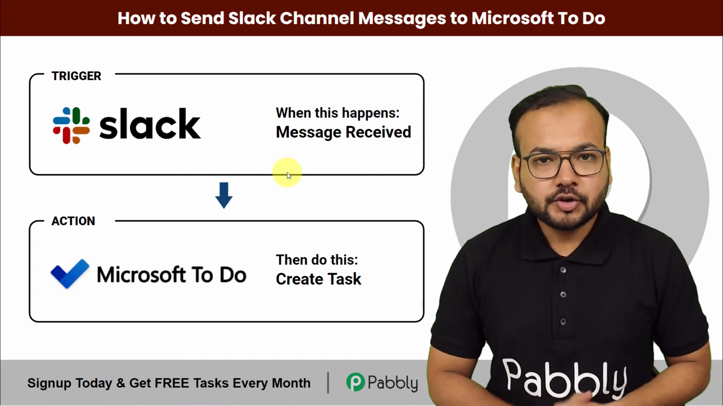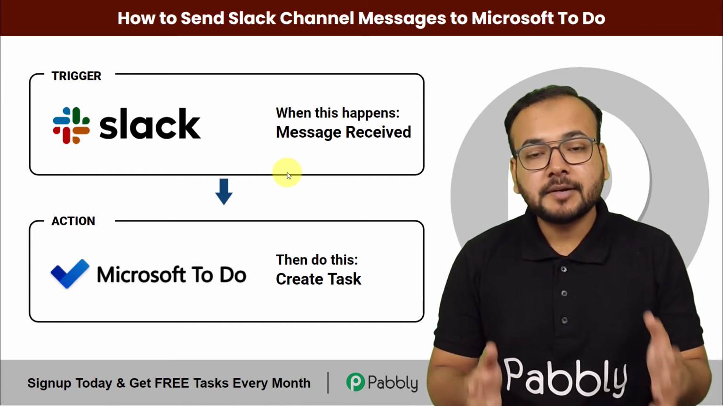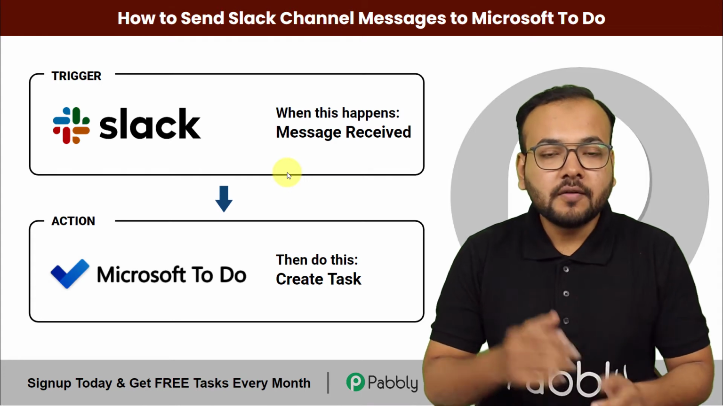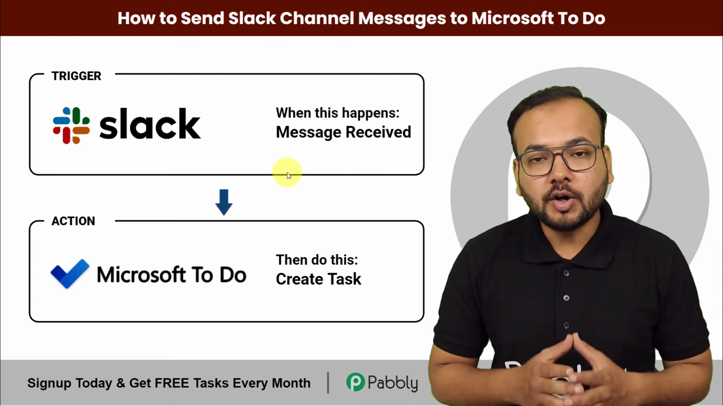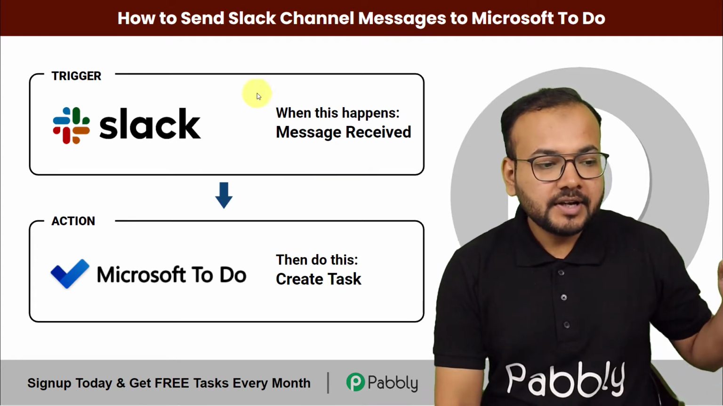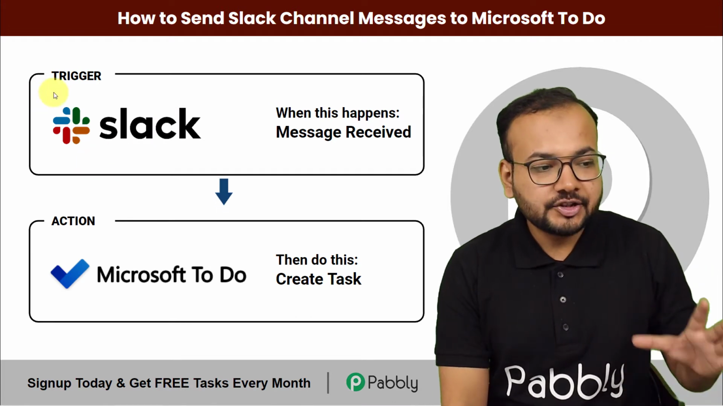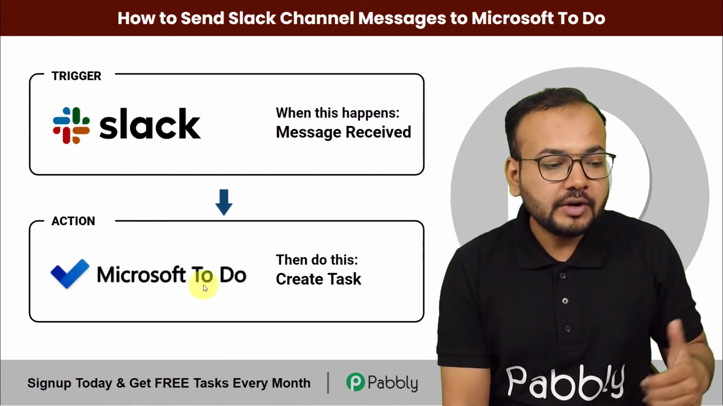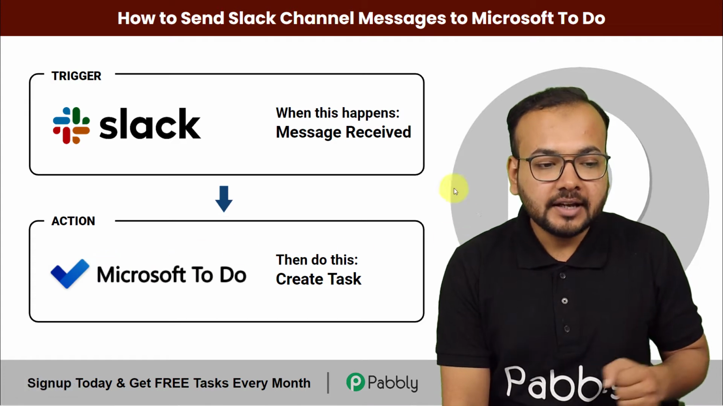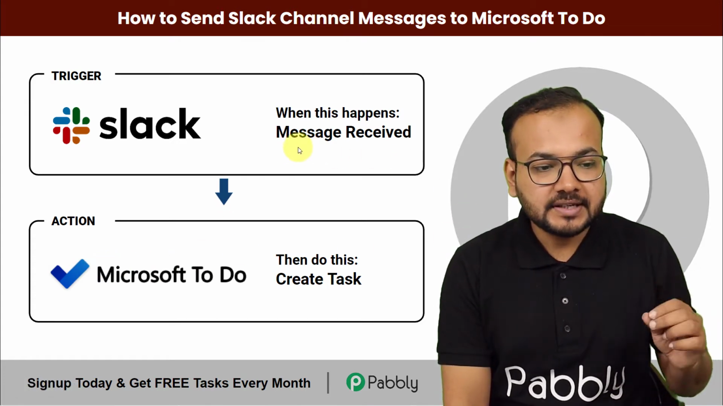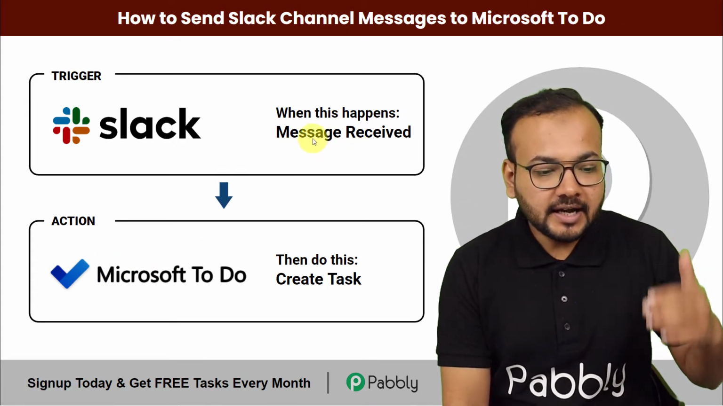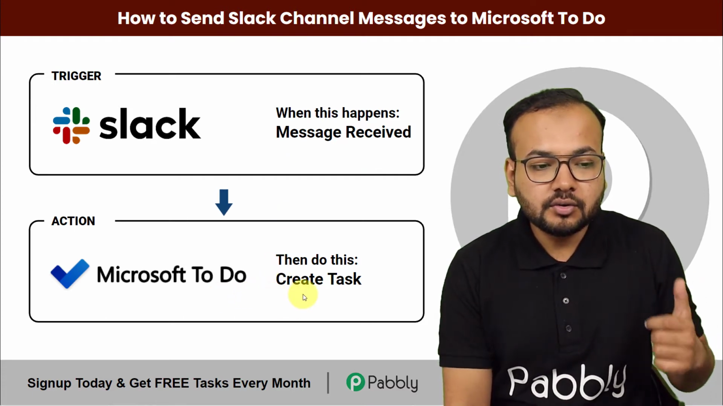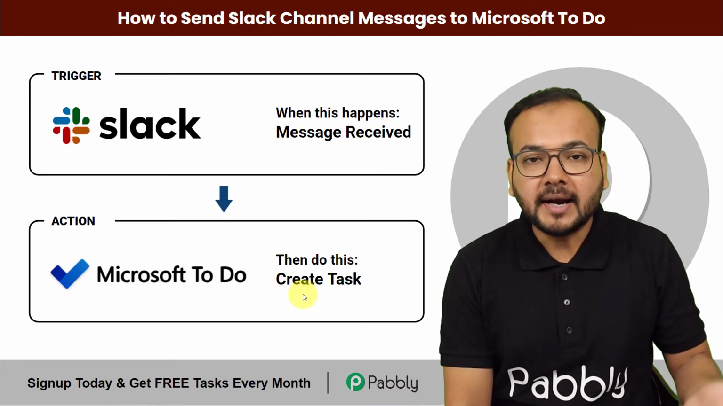Guys, today I'm going to show you how you can create tasks in Microsoft To Do application from your Slack channel messages automatically. So guys, here we are connecting Slack application as the trigger and Microsoft To Do as action application, so that whenever you are going to receive any message here in Slack, a task will be created in Microsoft To Do according to the message automatically.